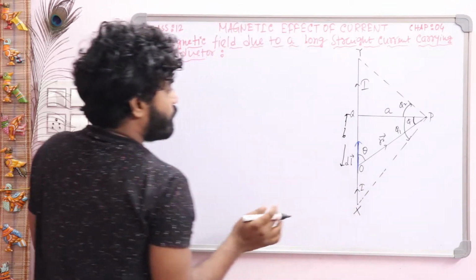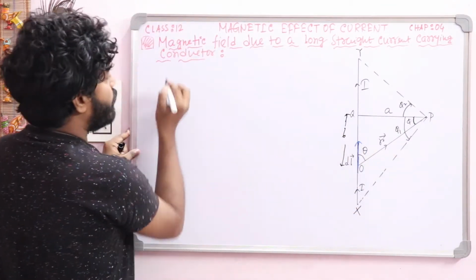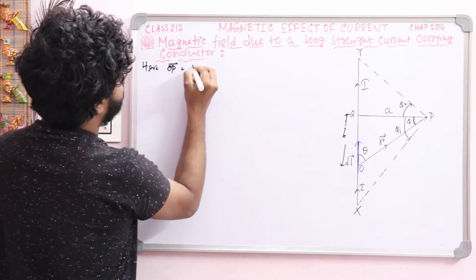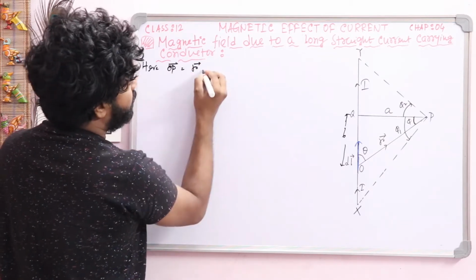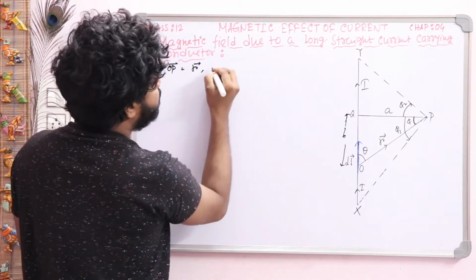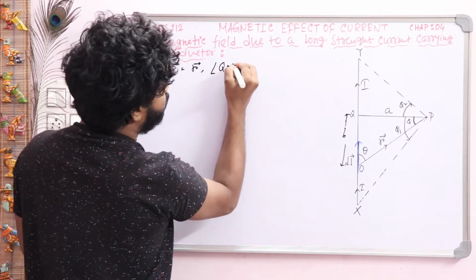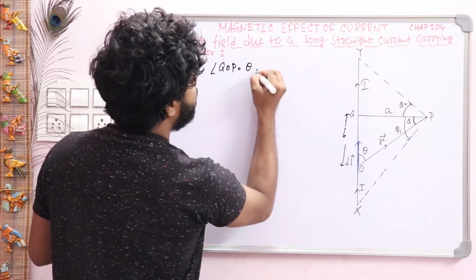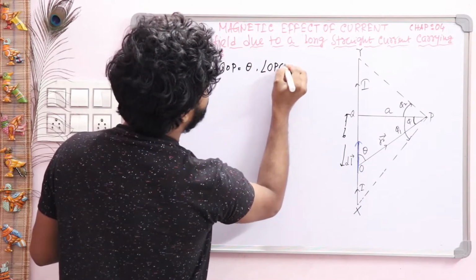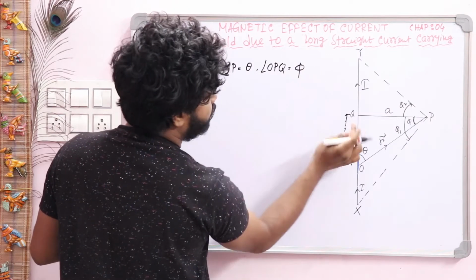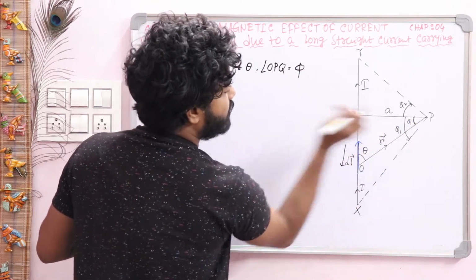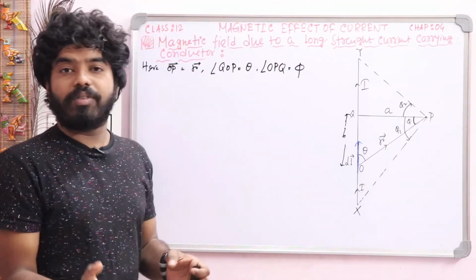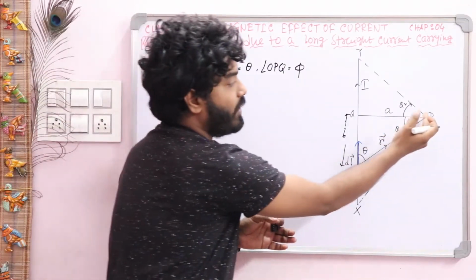So first of all, you write down this value here. OP is called position vector R, dL is a current element, angle QOP is equal to theta, and angle OPQ is equal to phi. Suppose this angle OPQ is equal to phi, and the magnetic field. So according to Biot-Savart law, we can write down the expression of magnetic field here.